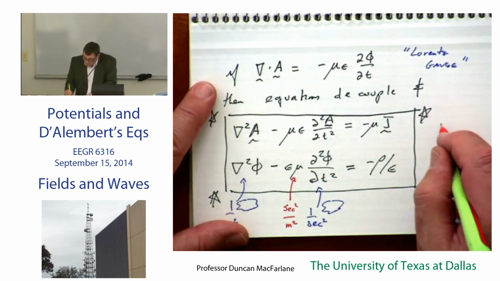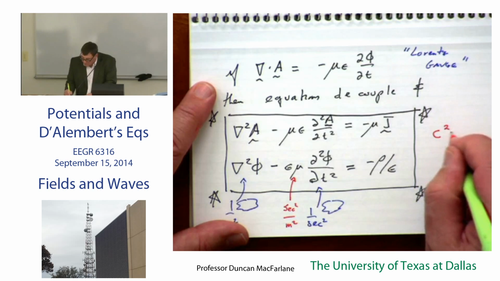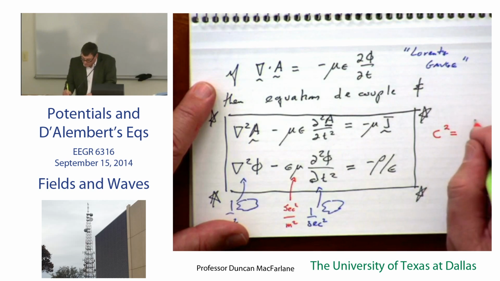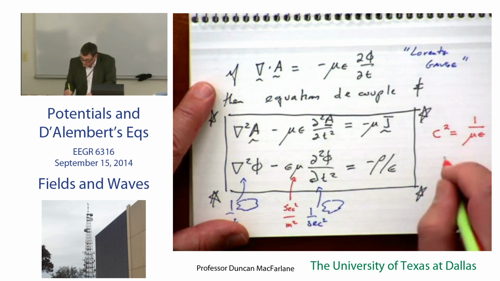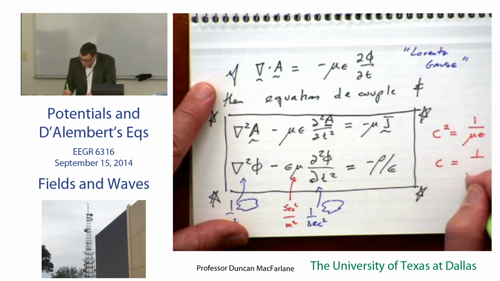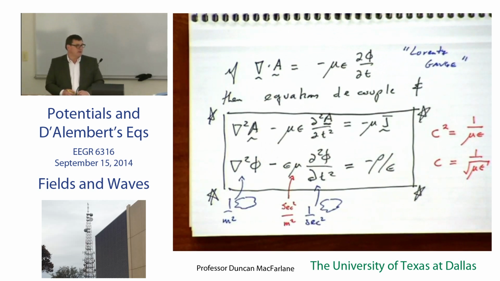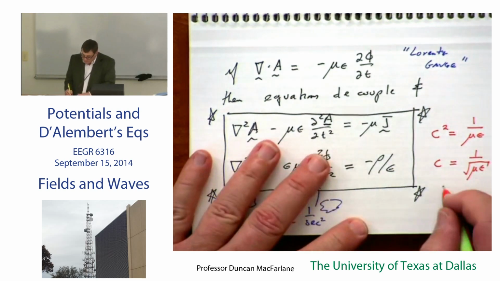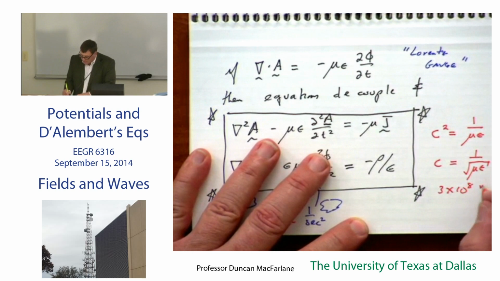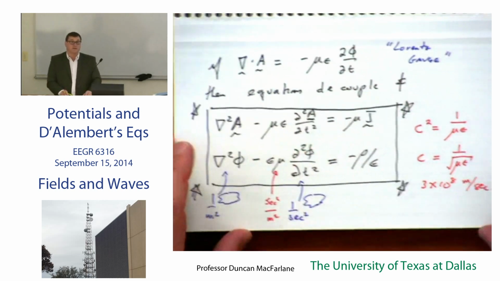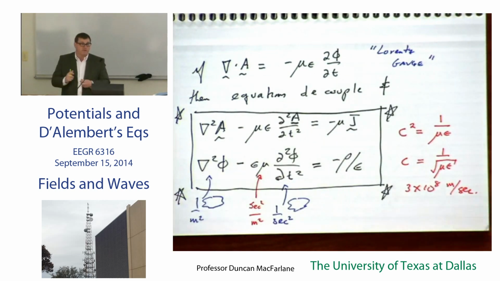So c squared is equal to 1 over mu epsilon, or c is equal to 1 over the square root of mu times epsilon. And if you take 8.8 times 10 to the minus 12 and multiply it by 4 pi times 10 to the minus 7, and you take the square root of it, and you take 1 over that, you get 3 times 10 to the 8 meters per second, which we've all memorized to be the speed of light.